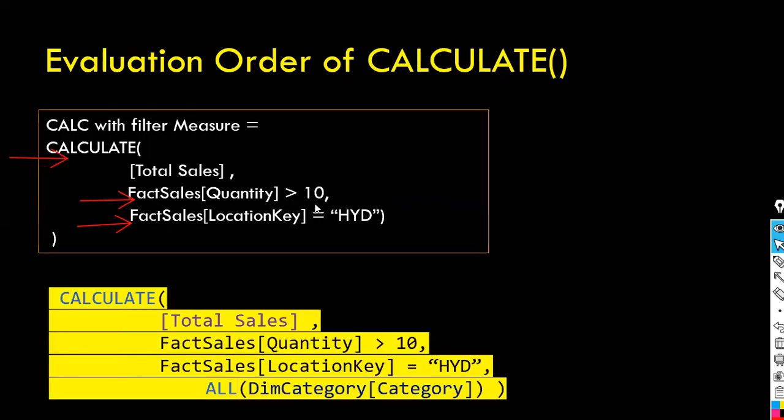In this case, we have two filtering criteria. Which one will get evaluated first? The innermost filter criteria will get evaluated first, and then this one, and finally this one. It works inside out. So this is the one that gets evaluated first, and then this one. Please keep this in mind.